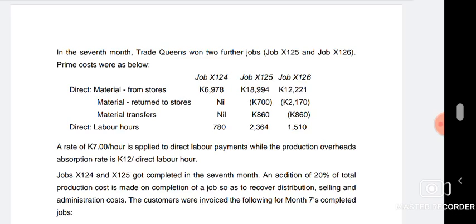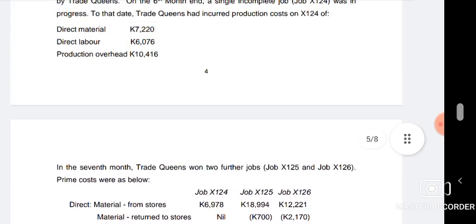We multiply like that. So just always remember job X124 had some previous information which we should not ignore because it's still in relation to this job. That is why we are still referring to those figures up here. It also has some production overheads, this same job X124, of 10,416, meaning we'll add it to whatever answer we find after multiplying by the 12 absorption rate. So we can do just that on our next screen now.